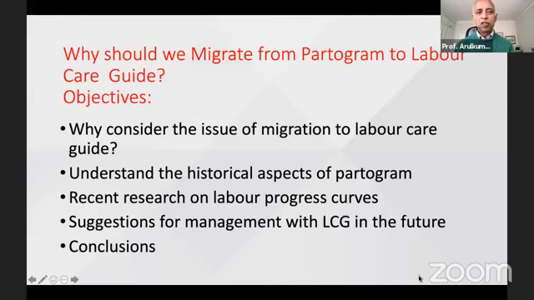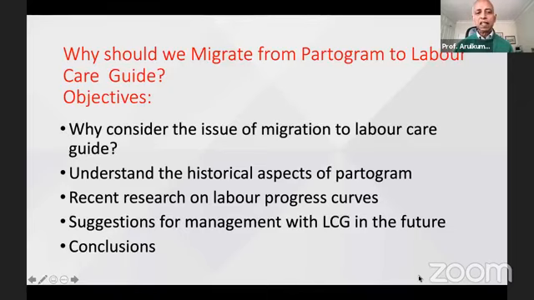So my objective of the talk will be, why should we consider the issue of migration to labor care guide? Why can't we stick with the Partograph? Why should we do that? Secondly, to understand the historical aspects of the Partograph. How did we develop this WHO Partograph? And where did we go wrong?